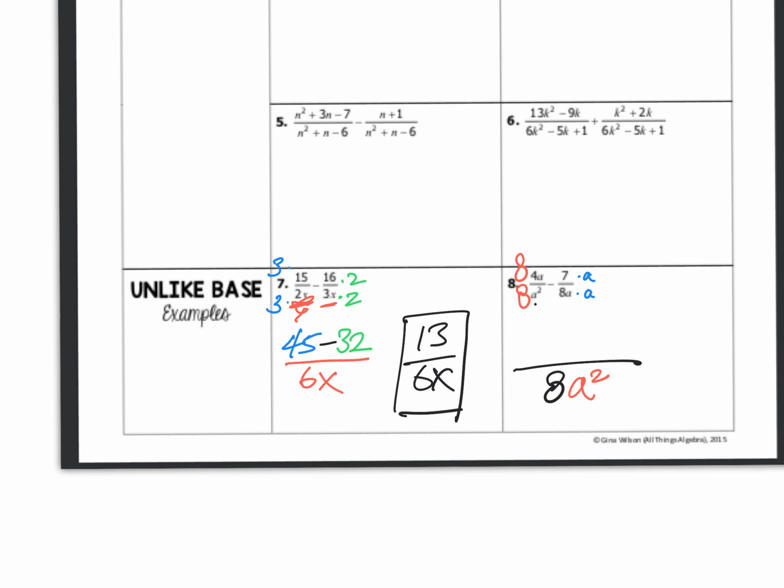Now we just go ahead and simplify. 8 times 4a is 32a. Minus 7 times a is 7a. All together, that will equal 25a all over 8a squared. We're not done though. We have to make sure we simplify. So 25 divided by 8, we can't do that. Nothing to simplify there. But I have 1a in the numerator, 2a in the denominator. So after I cancel, my final answer should be 25 all over 8a.